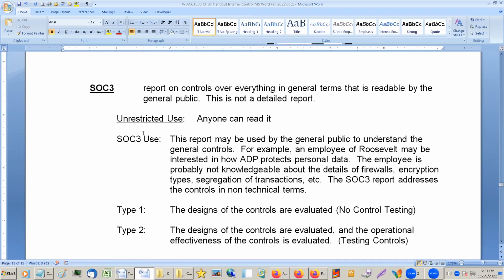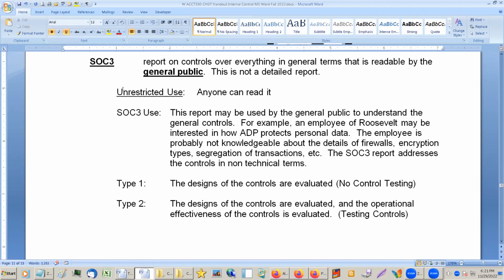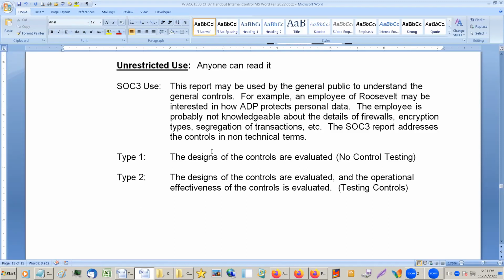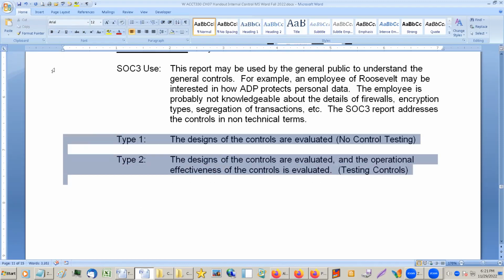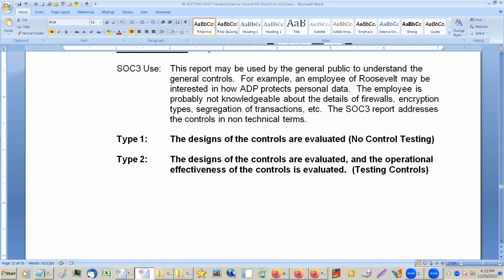SOC 3. This is for the general public. You can get a SOC 3 report. Unrestricted use. It comes about because, maybe you're selling something on Amazon and you want to know what their controls are. Usually you get a SOC 3 for that, to see what they do for security and all this kind of stuff.